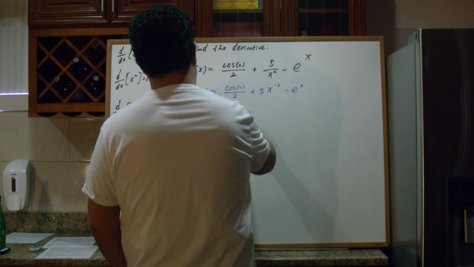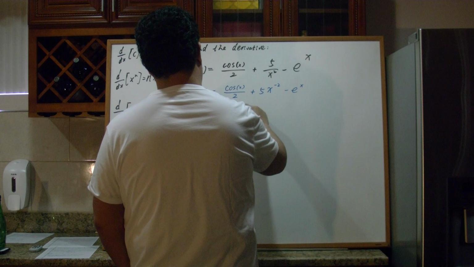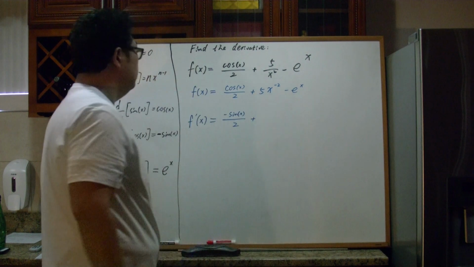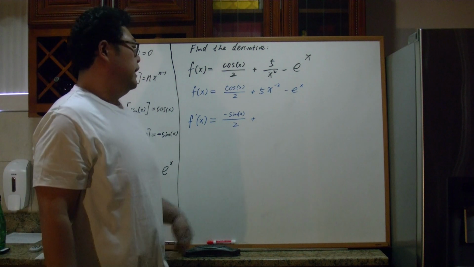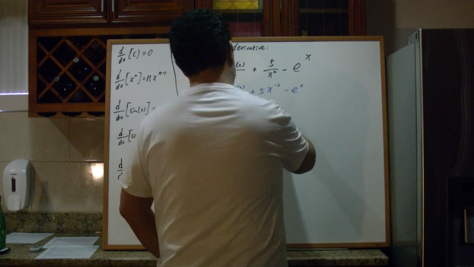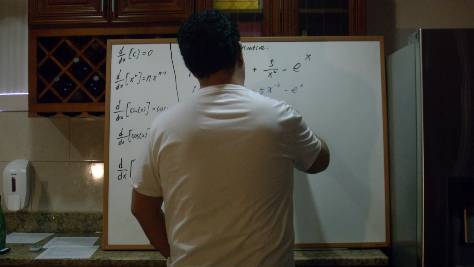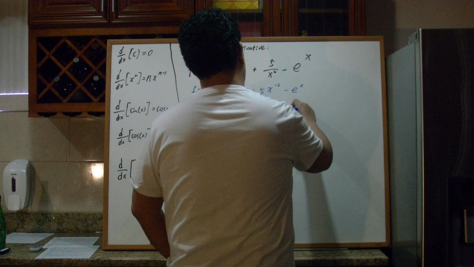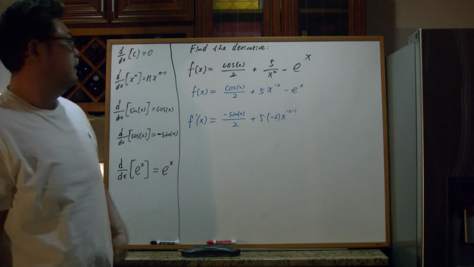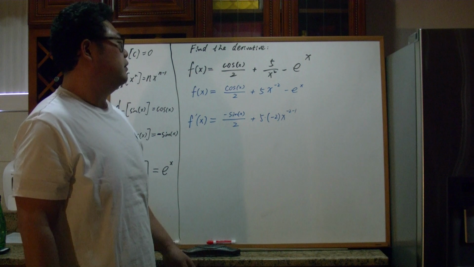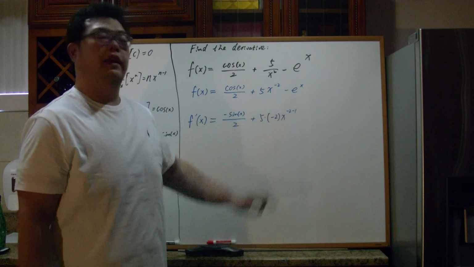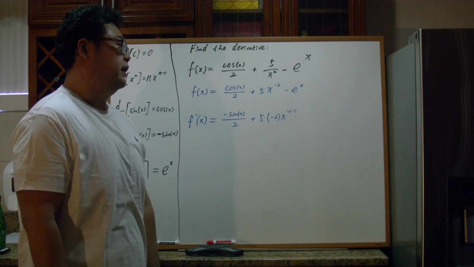The derivative of cosine is negative sine x. Negative sine x still over 2, the middle plus 5 times negative 2 x to the negative 2 minus 1. Right, that's the product rule applied. I mean, the power rule applied. Sorry.